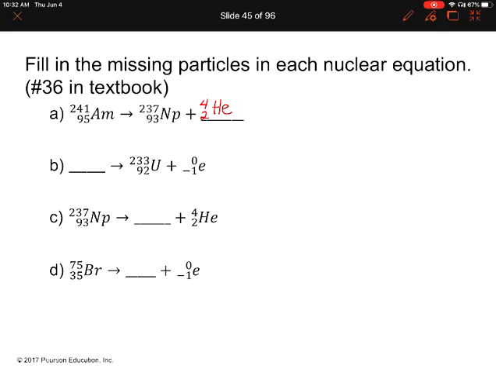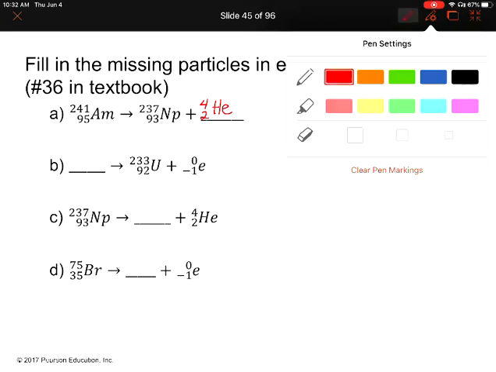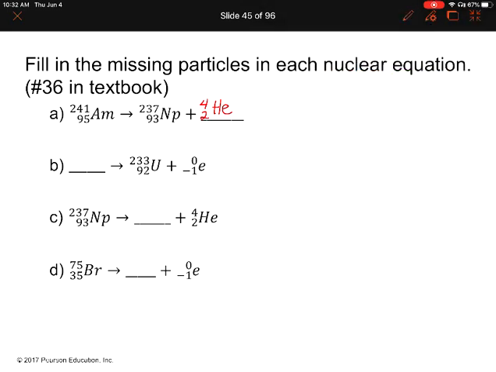All right, so now for B, we're trying to figure out what the parent nuclide is. So we're given the daughter nuclide and the fact that the parent nuclide is releasing an electron, or it's going through beta decay. Okay, so our unknown parent mass is equal to 233 plus 0. So it's just 233. All right, and then the atomic number is equal to 92 minus 1. So that is 91.